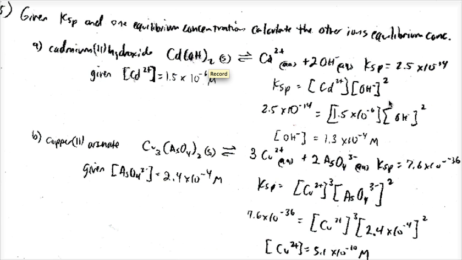In part B, similar problem, write your general equation. You've got a KSP value. Down here is your KSP expression, taking into account your coefficients within the equilibrium equation. Plug in your KSP value, plug in your known here, 2.4 times 10 to the negative 4th is the concentration of the arsenate, and then solve for your copper.